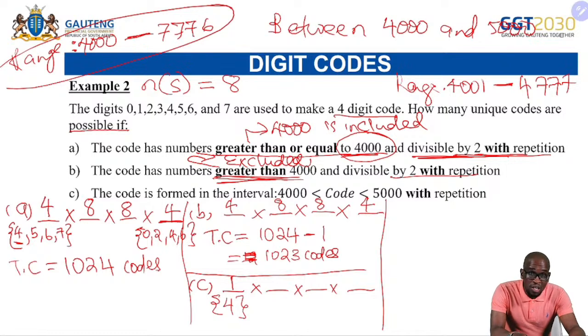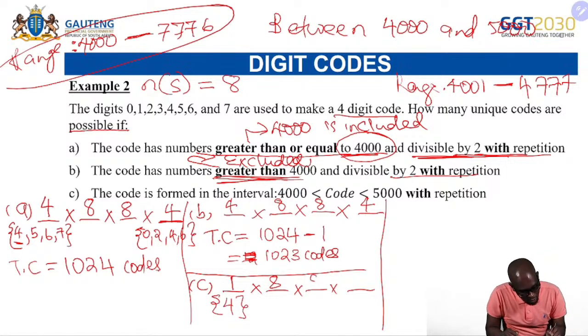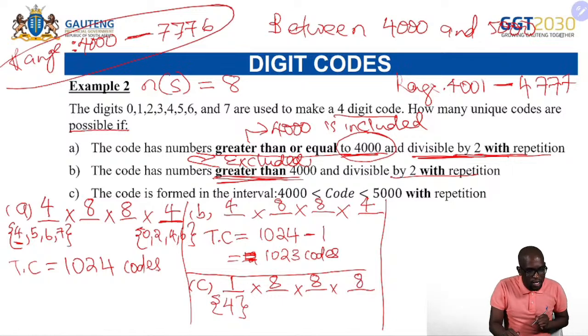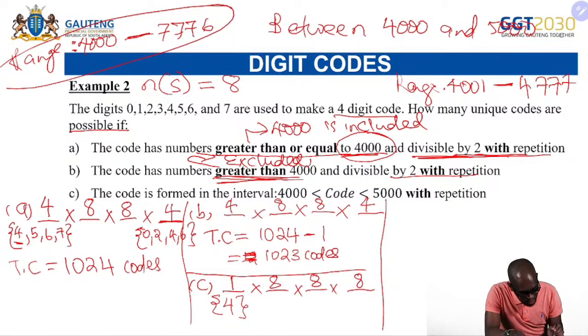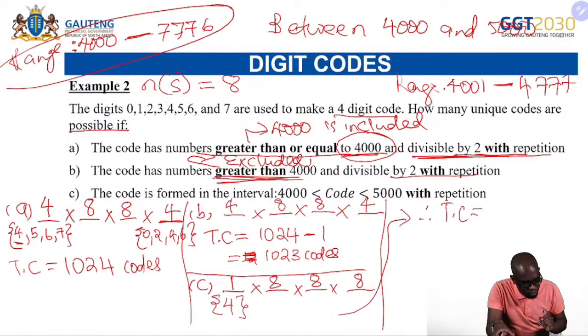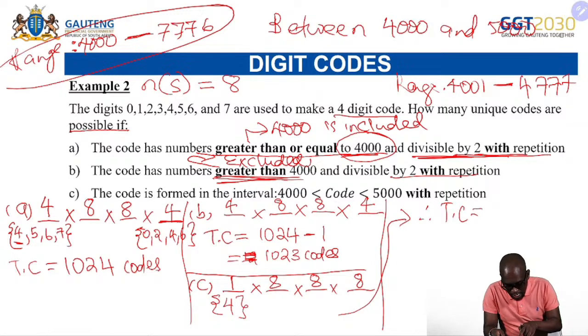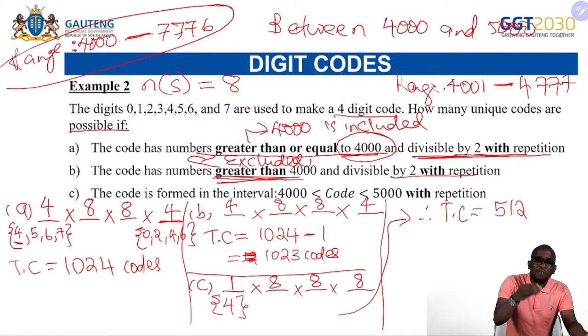Now the second position, since we can repeat numbers, we now have 8 available numbers to use, because repetition is allowed. The third one, we still have 8 because repetition is allowed. The last one, we also have 8 because repetition is allowed. Therefore, our total codes in this case would be 1 times 8 times 8 times 8, which is 512.